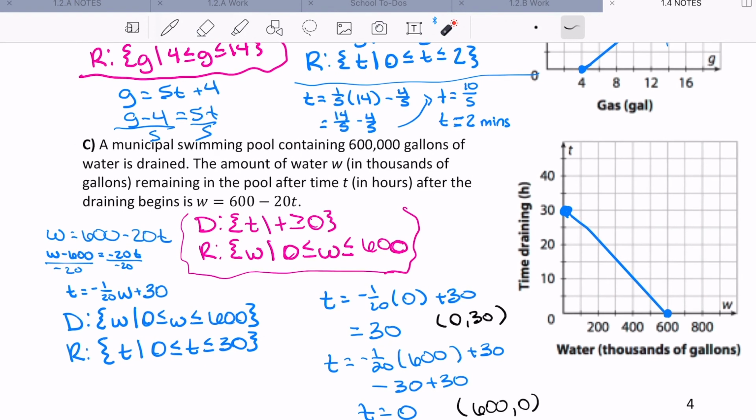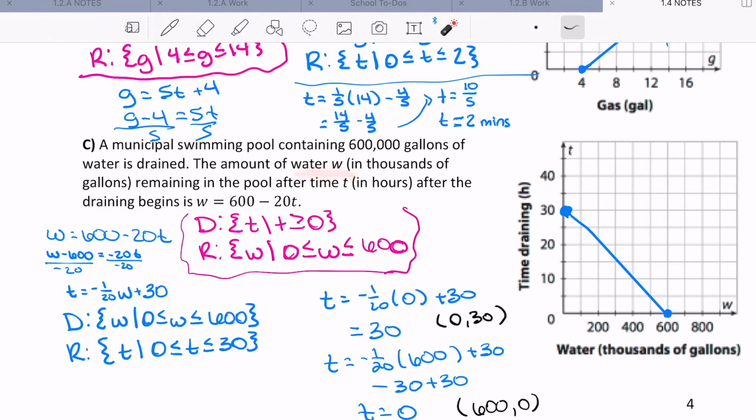All right, this is what you should have for C. First of all, here is our original equation, W equals 600 minus 20T. The domain, time is unlimited, so time is just greater than 0, right? We can't have negative time. Now the range would go from 0 to 600, right?